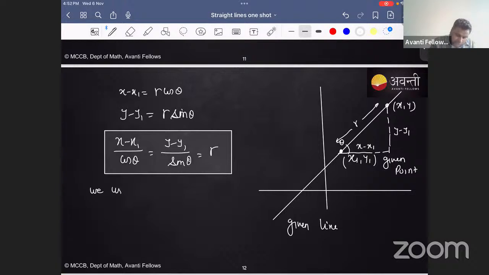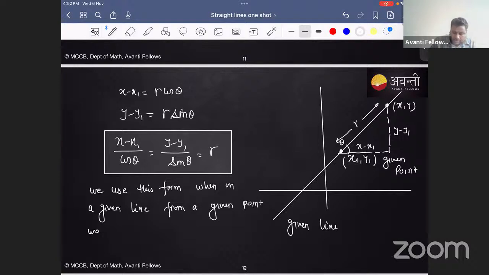We use this form when, on a given line from a given point, we are required to find another point at a given distance. Am I clear?